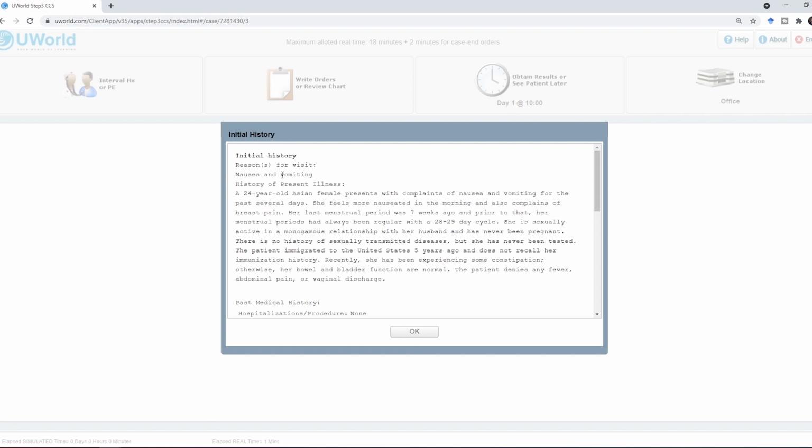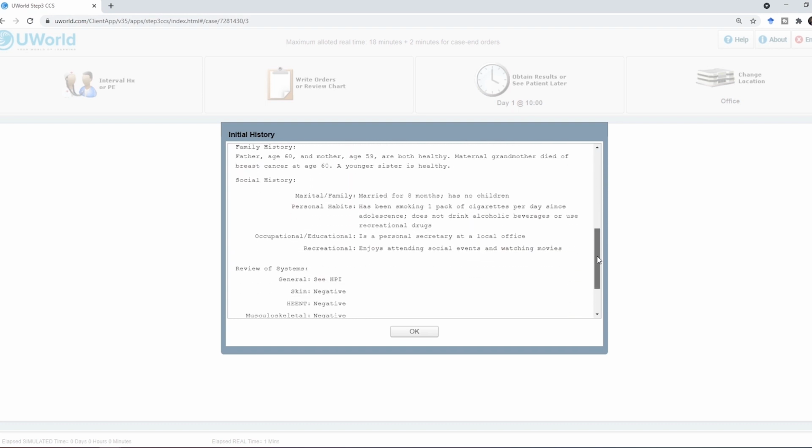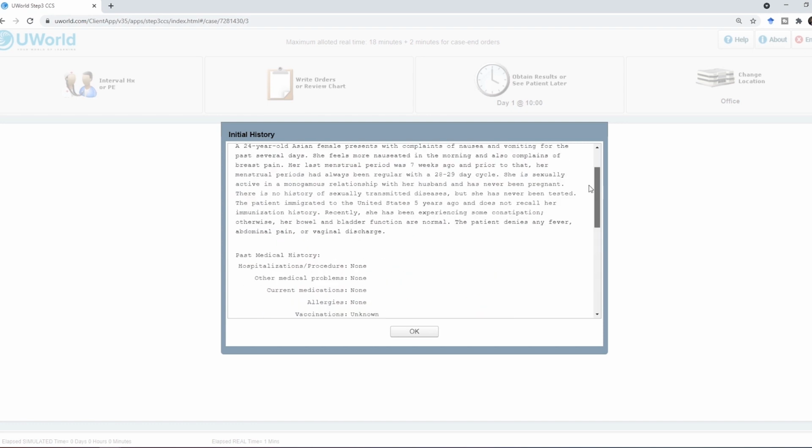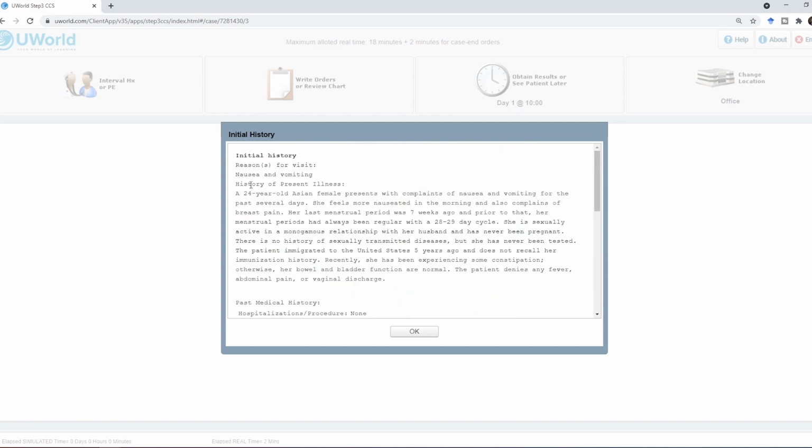Now moving on to the initial history. You'll be presented with the reason of the visit, which is nausea and vomiting in this case, the history of presenting illness, past medical, family, social, review of systems. Let's start with reading the history of the presenting illness. The patient is a 24-year-old Asian female, presenting with complaints of nausea and vomiting, which is information that we already know, for several days.